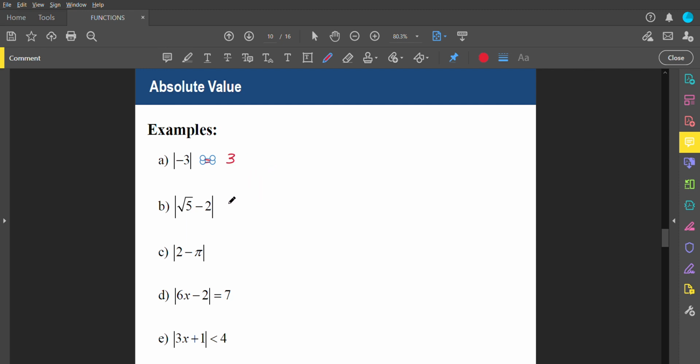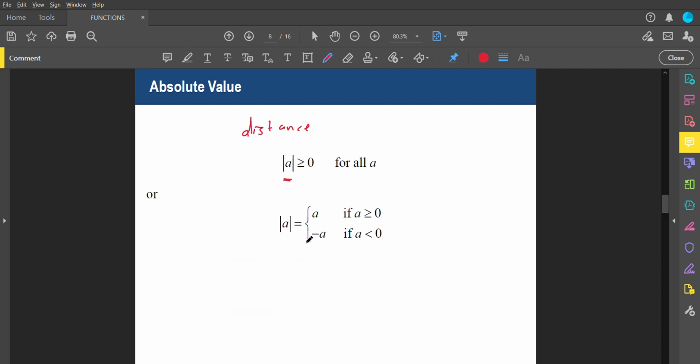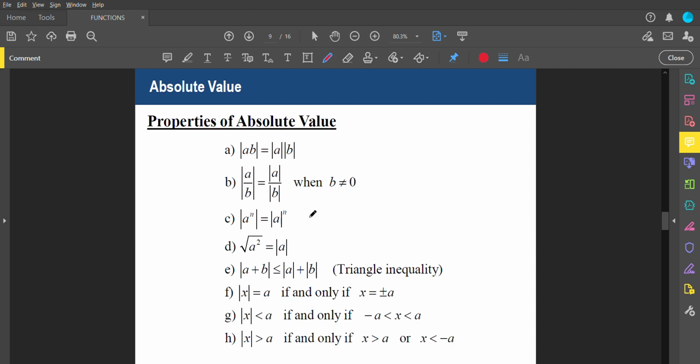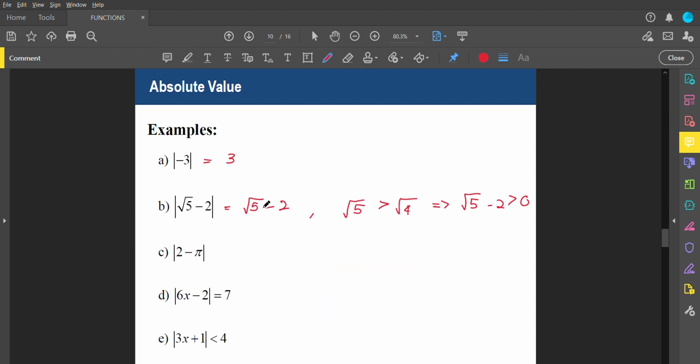And then the second one, we have root 5 minus 2. Why? Because root 5 is greater than root 4, indicating that root 5 minus 2 is greater than 0. So we know that the number inside here is positive. And from this, we know that if A is positive, or greater than or equal to 0, then we have A only. So we have root 5 minus 2.